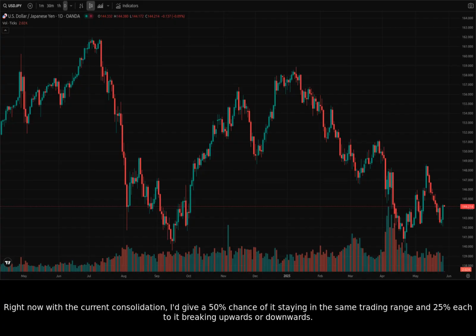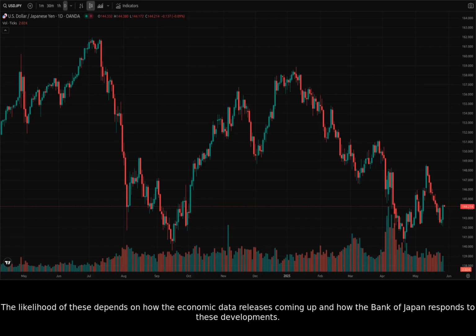Right now, with the current consolidation, I'd give a 50% chance of it staying in the same trading range and 25% each to it breaking upwards or downwards. The likelihood of these depends on how the economic data releases coming up and how the Bank of Japan responds to these developments.